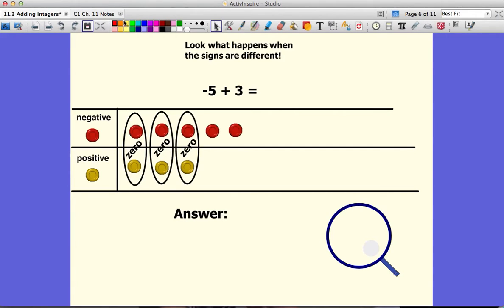So I have 3 cancellations here. Because I have those 3, then I only have 2 red chips left, which means I have a negative 2 left. This makes sense with our rules because a negative 5 is further away from 0 than a positive 3. So my answer would have to have a negative sign in it.